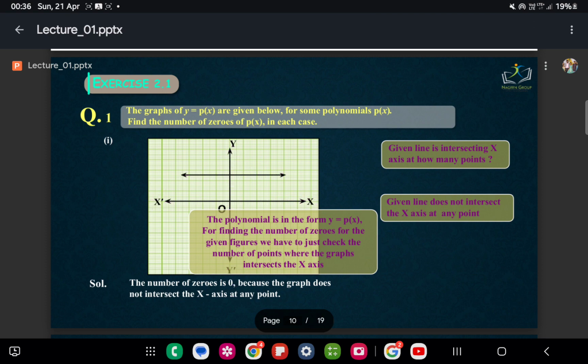So by this we can tell that the number of zeros is 0, because the graph does not intersect the x-axis at any point. There is no touching of the x-axis at any point. Then it is called the number of zeros is 0. Next question we are moving.